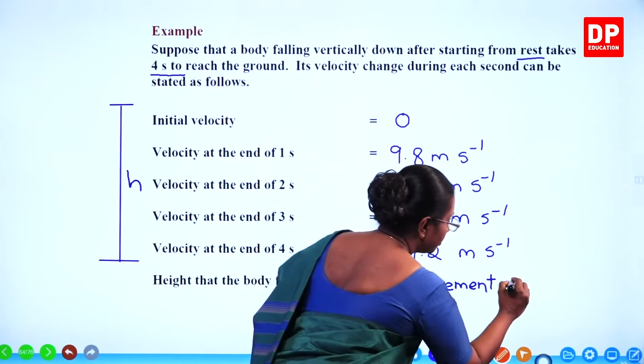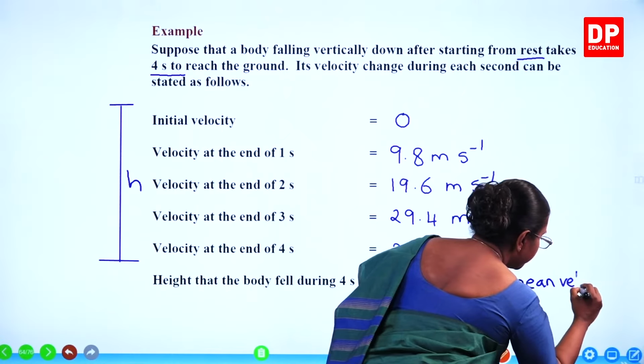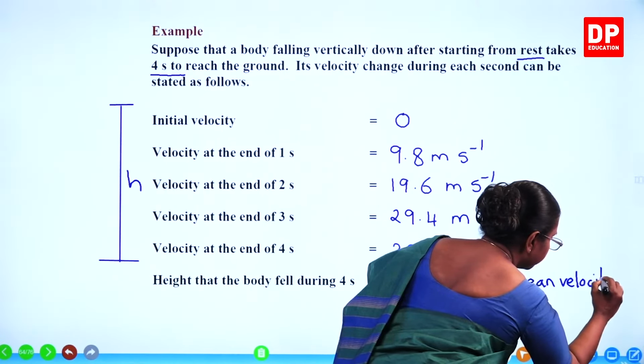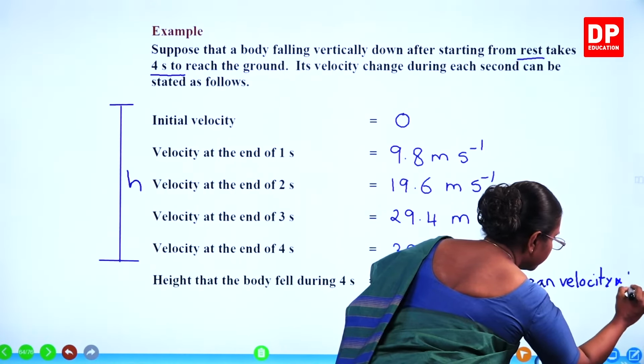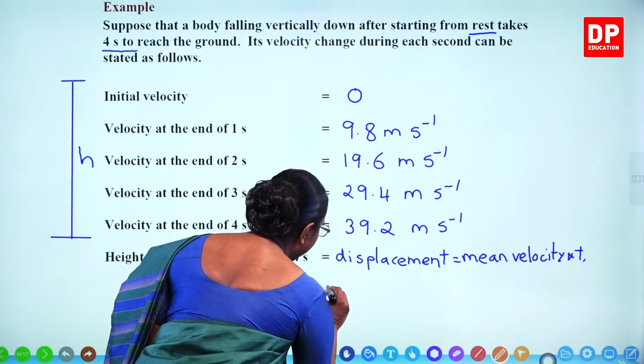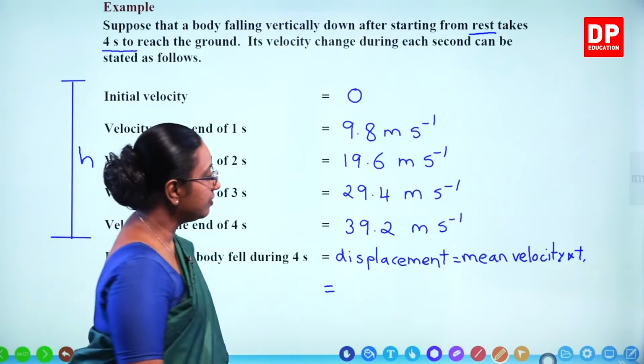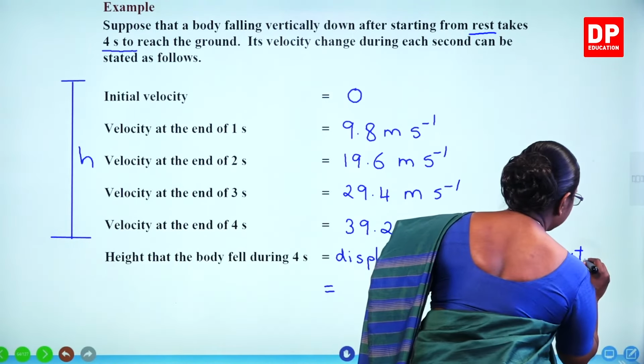That is equal to mean velocity into time. So I will do the calculation by substituting the value. We need to calculate the displacement by multiplying mean velocity into time.